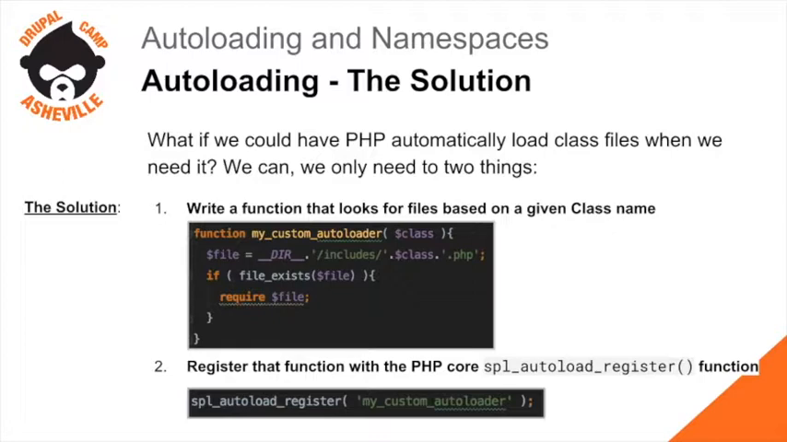We write a function that goes and looks for a file by class name, and if it's found, we require that file. And then we register it with PHP using spl_autoload_register, which is built into PHP. We register our function with PHP. This way, anytime we instantiate a class, in this example, if that class exists in the includes folder under the file name class.php, then it'll automatically be included.